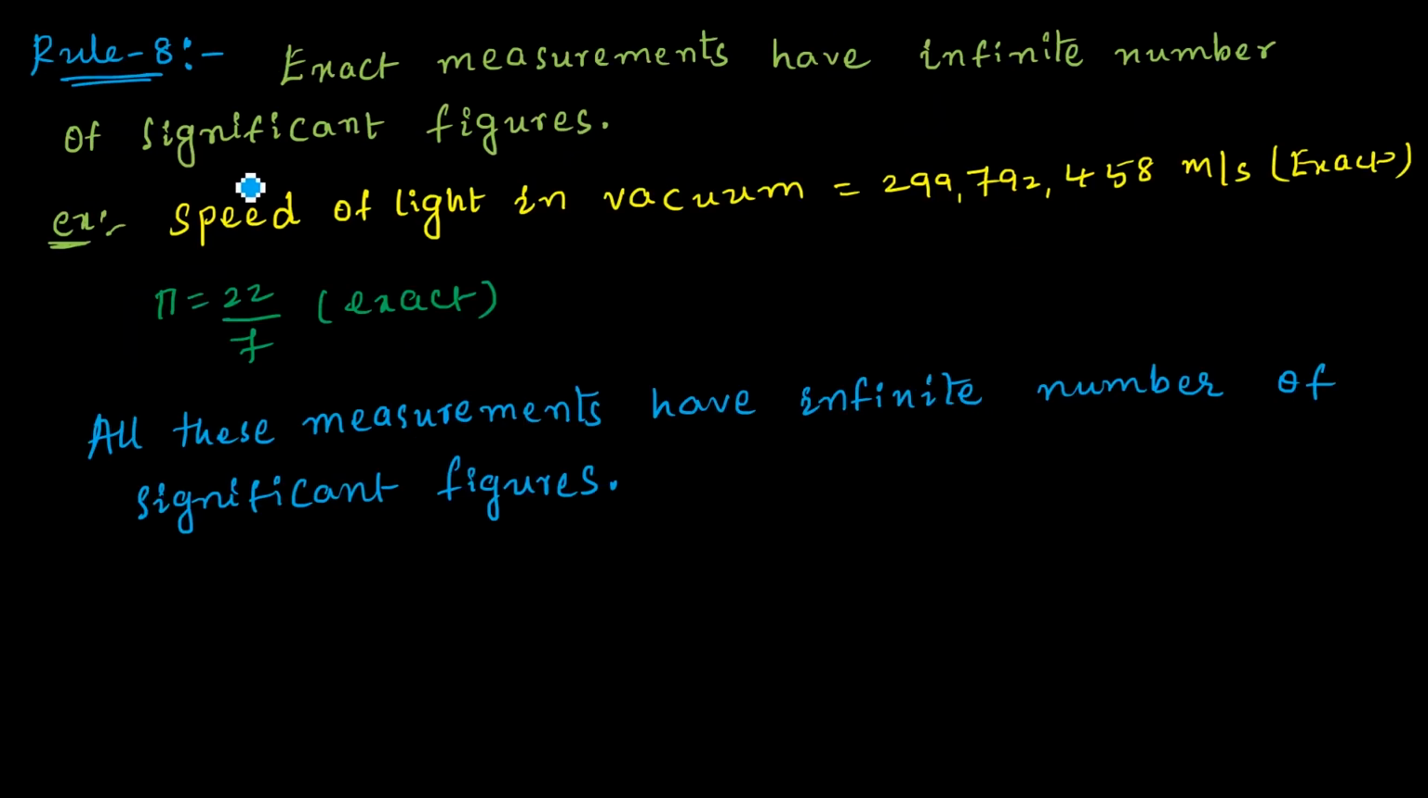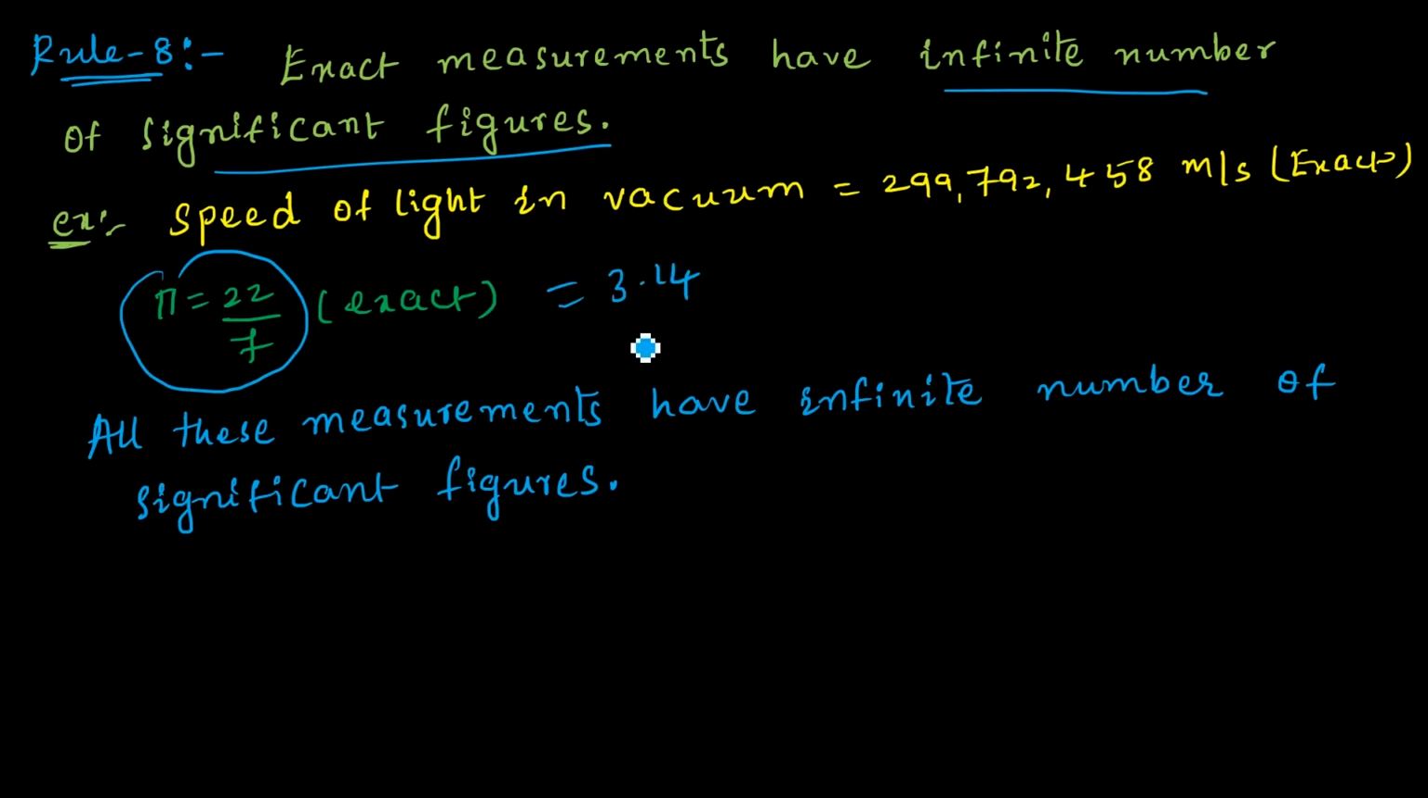Fine. Next, rule number 8. Exact measurements have infinite number of significant figures. If you take the pi value, we can take 3.14, but actually this is not an exact value; it continues. Even the speed of light, this much will be there, but it still continues. So exact measurements have infinite number of significant figures.